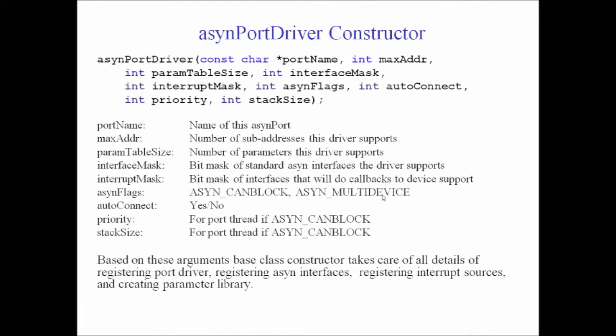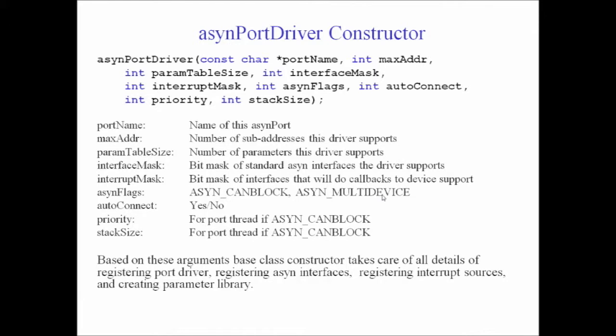Another bit mask, which is all the interfaces on which your driver wants to be able to do callbacks. A set of flags, these are the ones that we've seen before: asyn can block, asyn multi-device, an auto connect flag, a priority, and a stack size. The things that we've seen before that get passed to asynManager.